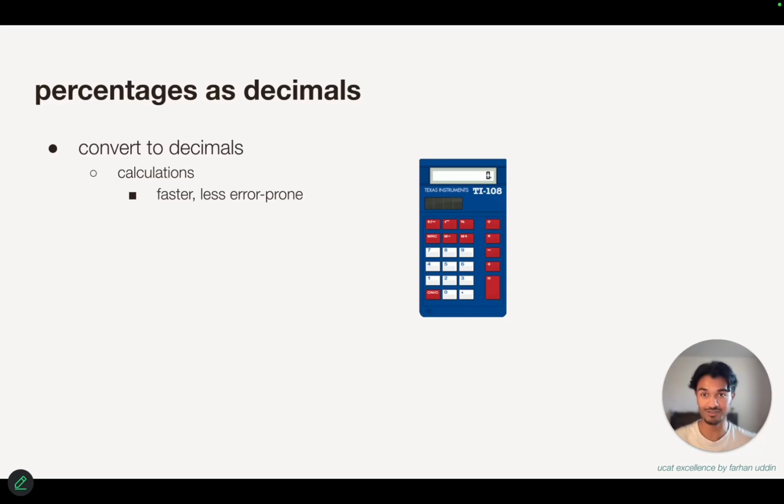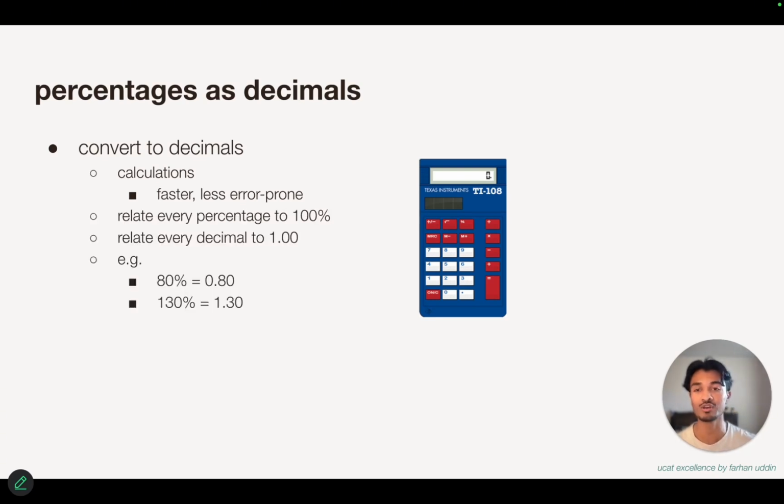What you want to be doing is converting every single percentage you come across into a decimal when it comes to calculations, because it means your calculations become faster because there's less inputs, but with less inputs also means there's a lower likelihood of making errors because you have to put less numbers into the calculator. And we all know how tough and difficult the calculator is to use.